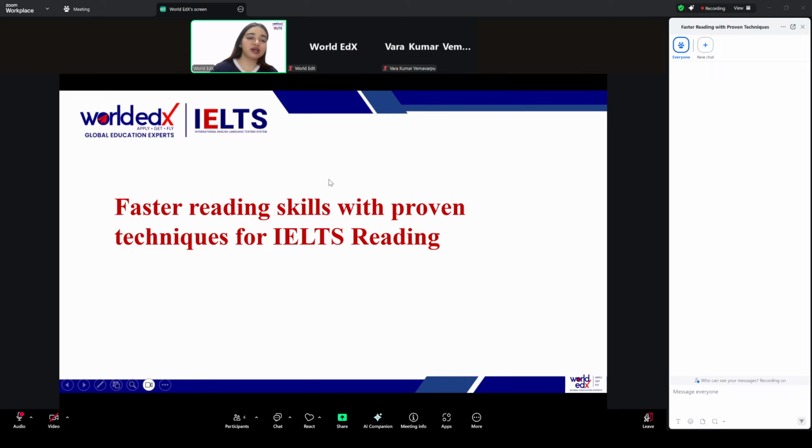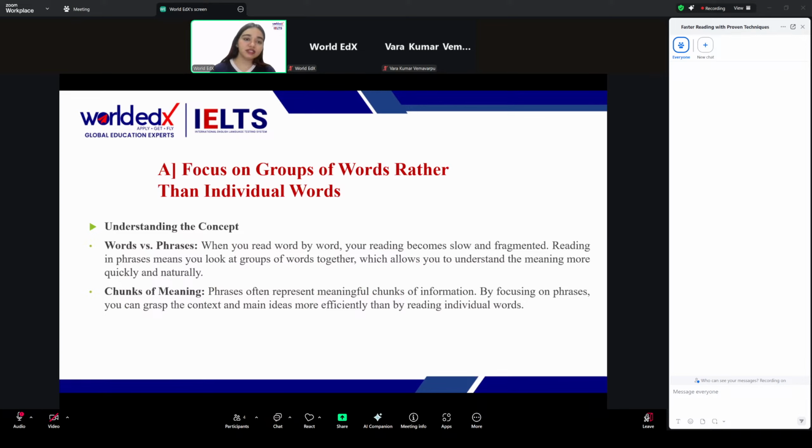Now, when we talk about faster reading skills with proven techniques for IELTS reading, the first is that you have to focus on groups of words rather than individual words. For example, when we are reading, you should chunk the information together. When you read word by word, reading becomes really fragmented. Reading word by word is really good if you're reading a novel. But if you're reading a passage that requires you to answer certain questions, you need to go for chunk reading.